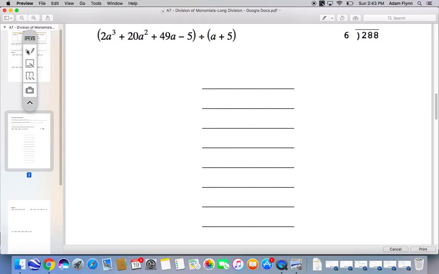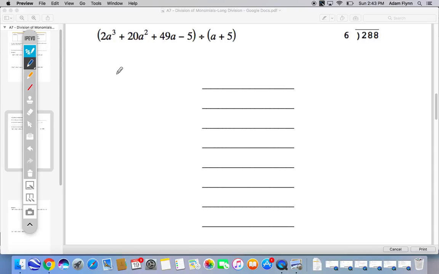So we're going to set them up the same exact way we have in the past. So I'll rewrite this over here. I have 288 divided by 6. And over here I have a plus 5, and under my box I have 2a cubed plus 20a squared plus 49a minus 5.